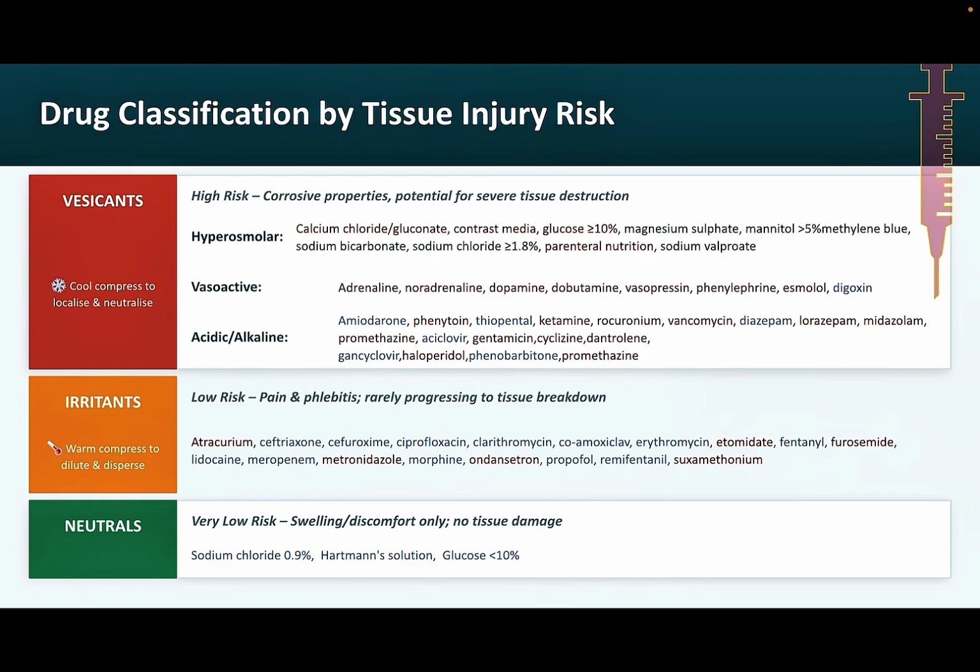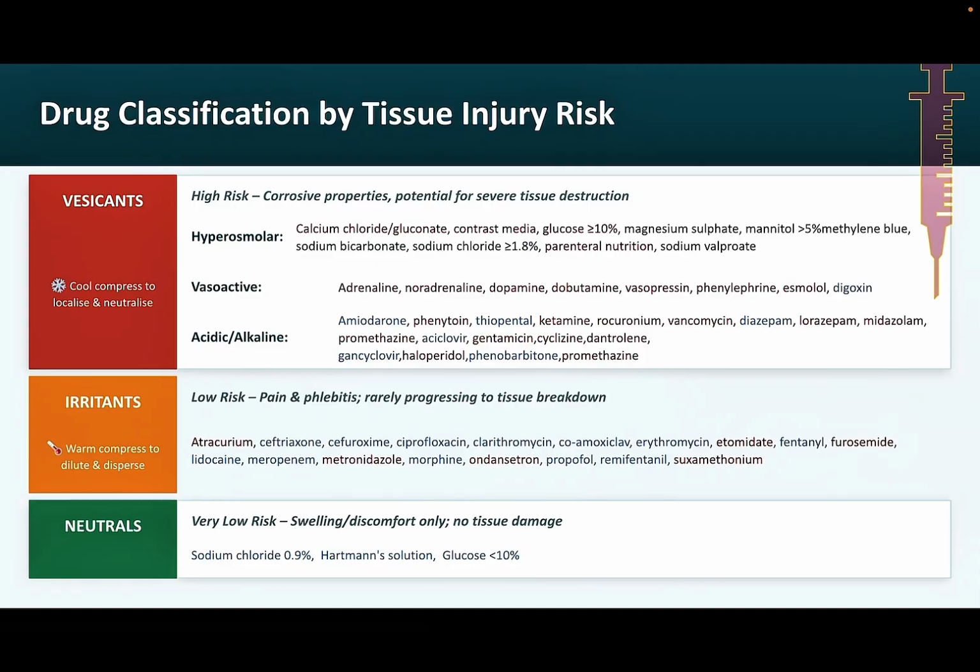And other hyperosmolar agents like magnesium sulfate, mannitol more than 5%, methylene blue, sodium bicarbonate, sodium chloride more than 1.8%, and sodium valproate. They are again hyperosmolar agents, but we can use the cold compression as a treatment. I will discuss these in my management strategies.